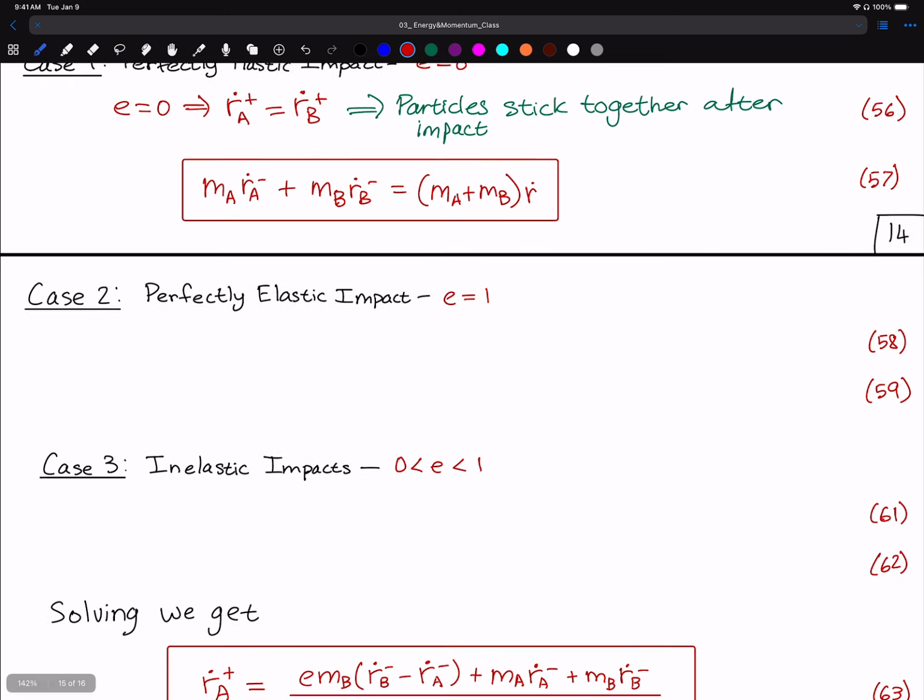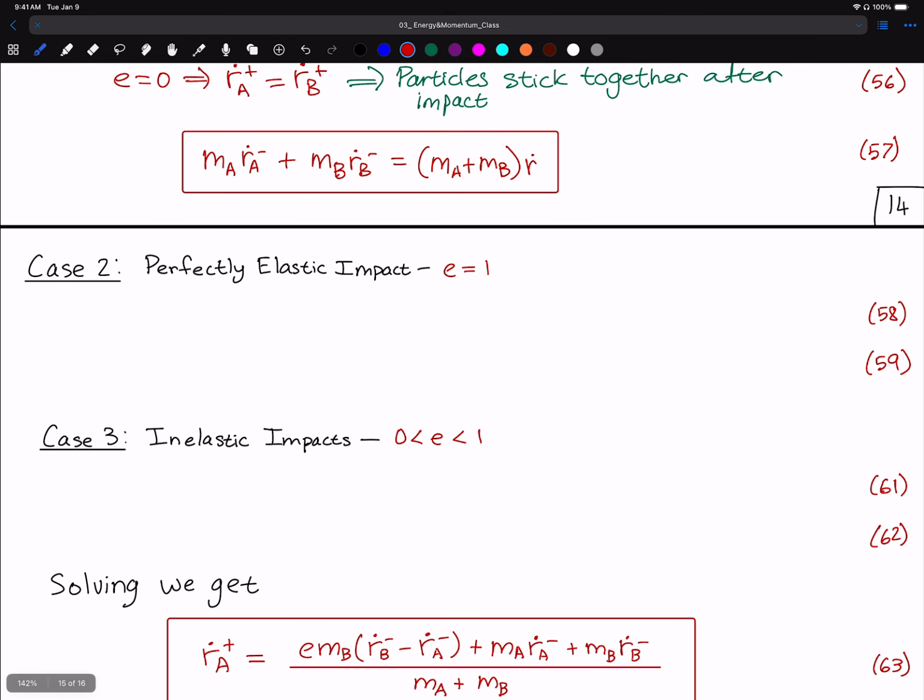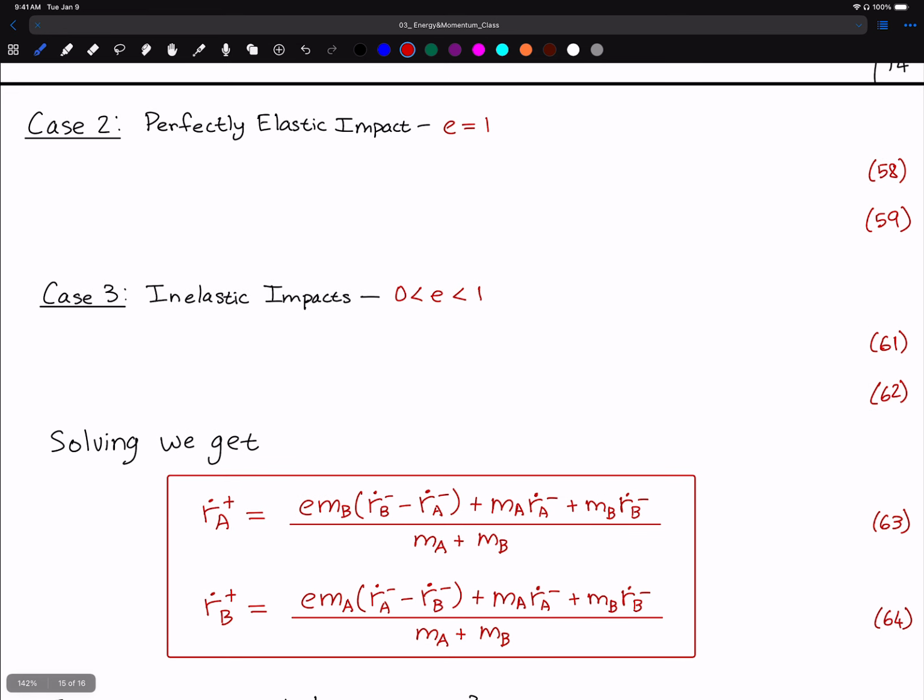We'll now take a look at case 2, which is a perfectly elastic impact. This is where E is going to be equal to 1. And in this case, I'm just going to scroll up, we're going to have here that RB dot plus minus RA dot plus is going to be equal to RA dot minus RB dot minus. That's our first equation. And then the second one, we're going to get MA RA dot minus plus MB RB dot minus. This will be equal to MA RA dot plus plus MB RB dot plus.